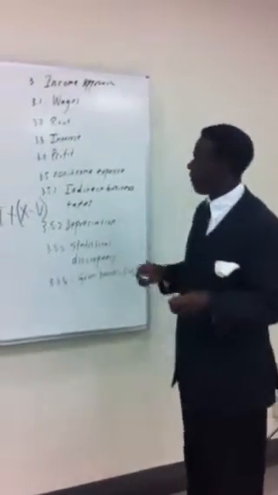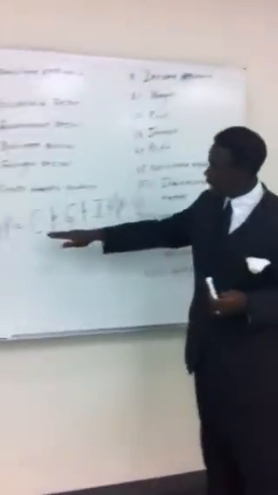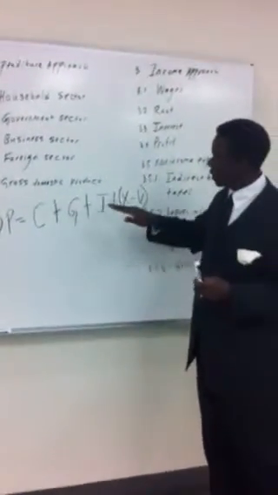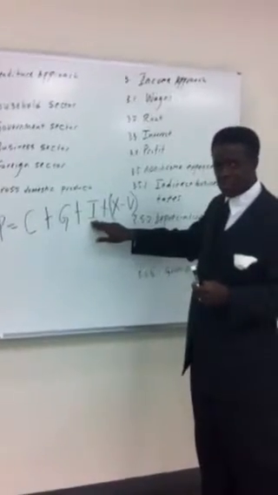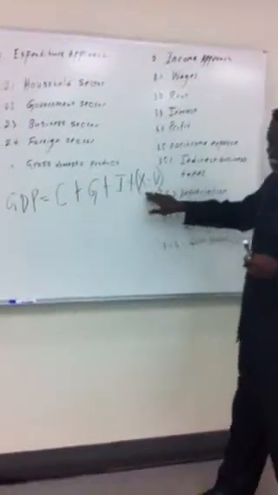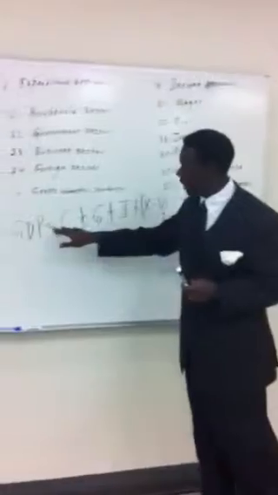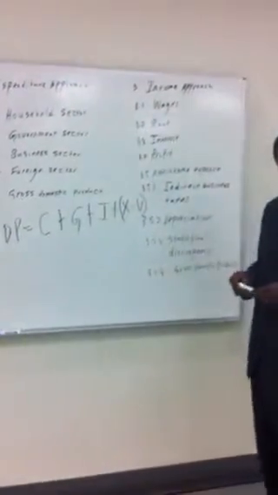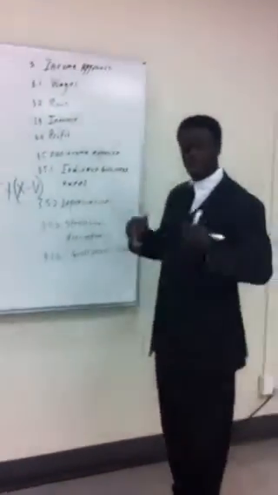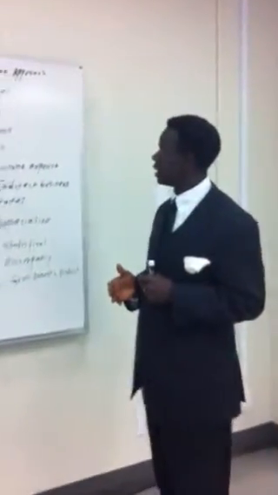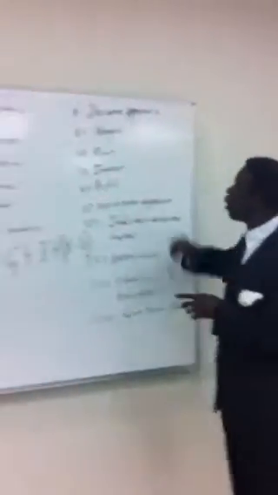Now when we add up household consumption, government purchases, business investments, and the net export, that should be equal to gross domestic product. Now, the third way to measure GDP is the income approach.